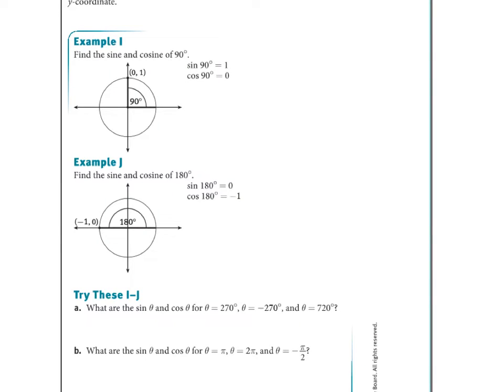Here's a couple more examples. The sine and cosine of 90 we just talked about. Look at example J. They do a similar example for a 180-degree angle. So for 180 degrees, we just need to know the coordinates of the point there, and the coordinates are (-1, 0). If you always remember, the sine of the angle is the y-coordinate, because that's the opposite side length, and the cosine of the angle is the x-coordinate. That'll give you these two values right here.